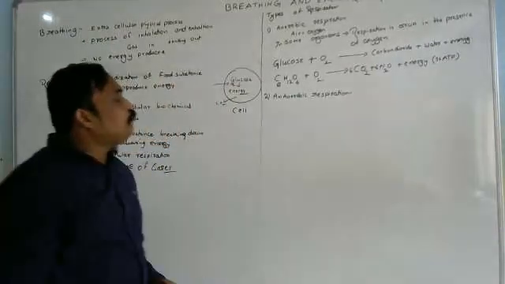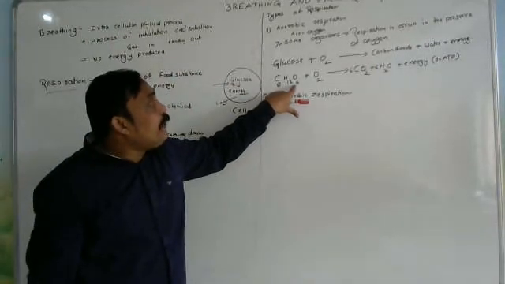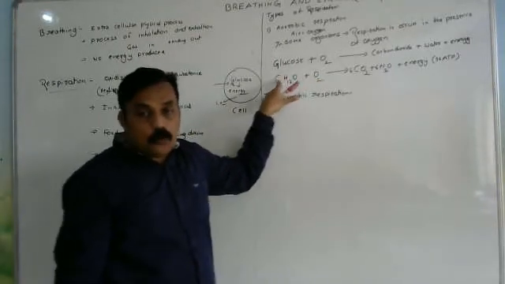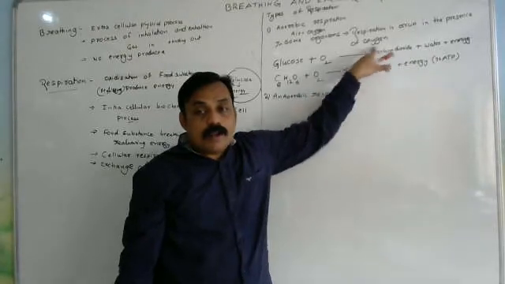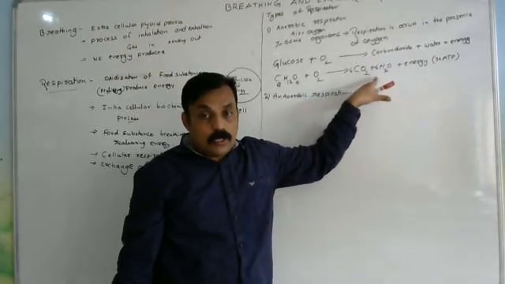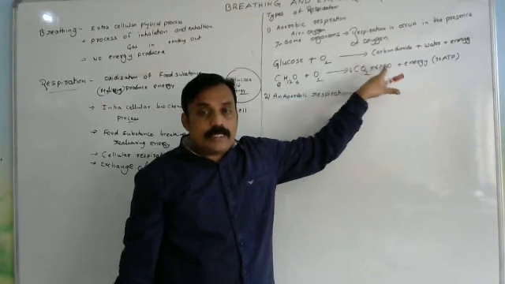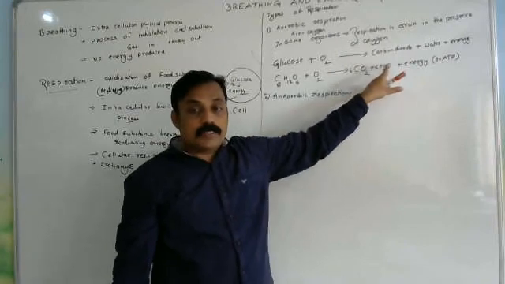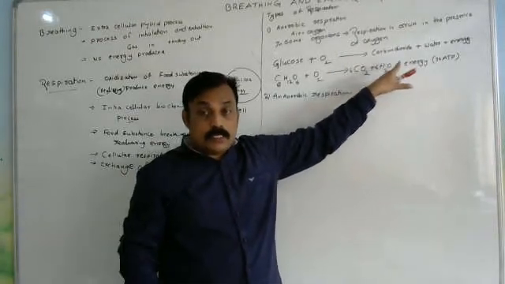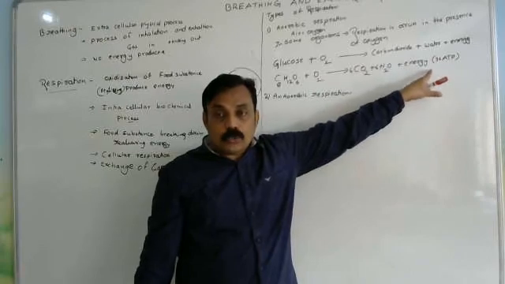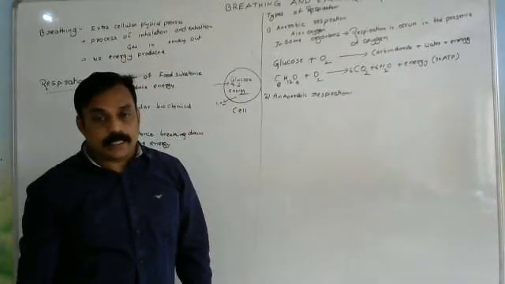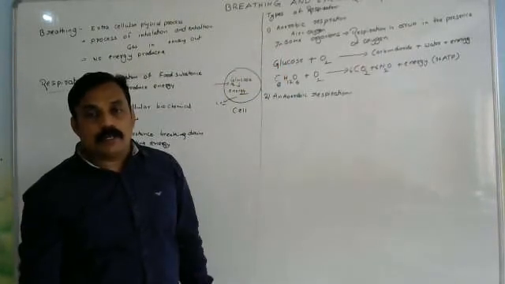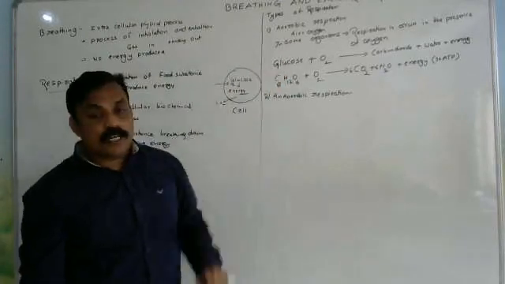This is the equation of aerobic respiration. C6H12O6, by oxidation of the glucose molecule, releases carbon dioxide. Carbon dioxide is produced inside the cell, along with a little water and also energy. Energy is stored in the mitochondria as ATPs, adenosine triphosphates. So this is aerobic respiration.